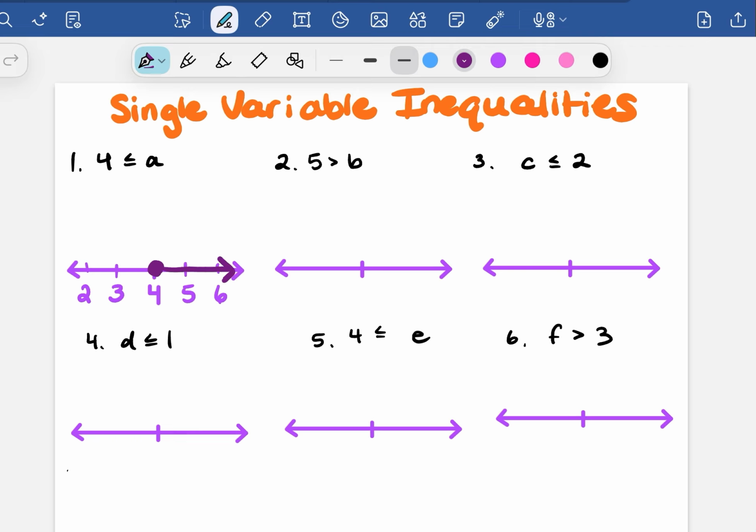And I can just check my number line. So I didn't choose 2 or 3 to be answers. Let me plug that in. 4 is less than or equal to 2? No, that's not right. Okay, so I shouldn't have drawn an arrow to that side. What about to the right where I did draw it? 4 is less than or equal to 5? Yeah, that's true.